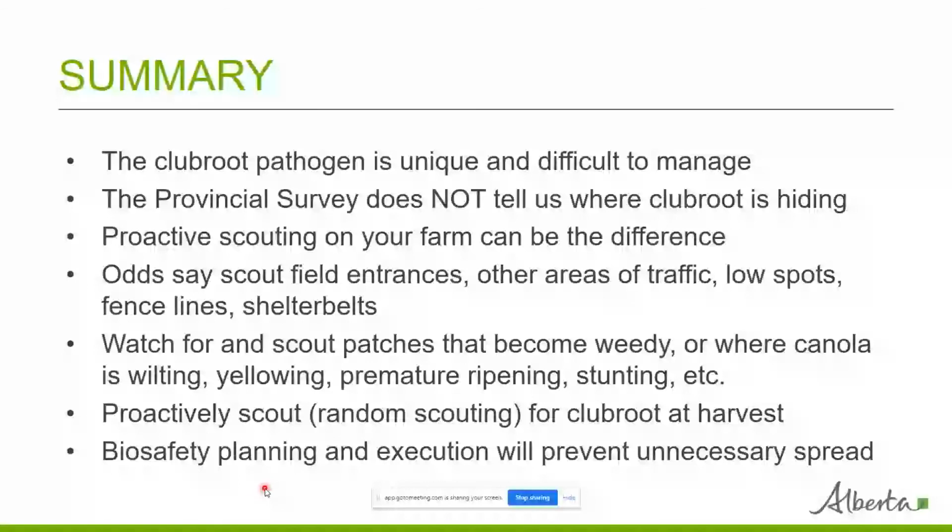So when we're scouting, we know that the odds are in our favor of finding it when we look at entrances, low spots, areas of high traffic, shelter belts, fence lines, etc. And it's important to watch out for patches that become weedy or where canola wilts, where there's some above ground symptoms. Don't assume it's sclerotinia or blackleg or a drowned out spot. You need to go look and see if clubroot's there. So that proactive scouting and random scouting, just anywhere in the field while you're doing your normal operations, especially during harvest time, is going to be time well spent.